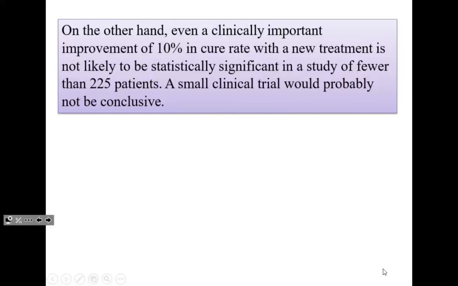On the other hand, let's say we have a drug that's going to help people who are getting cured, and we show a 10% improvement. That might be of practical significance. But proving statistical significance at that level in a study with fewer than 200 people could be very hard. It can be very hard to find that statistical significance when we have small sample sizes.